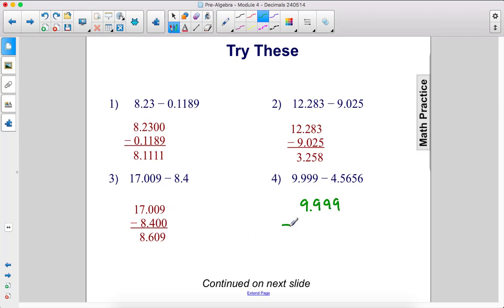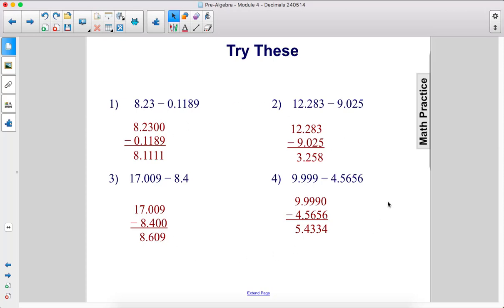9.999 minus 4.5656. So we have one extra digit here, so we need the 0 there. All right, 0 minus 6, we have to borrow 10 from this column. That becomes an 8 and a 10. So 10 minus 6 is 4. 8 minus 5 is 3. 9 minus 6 is 3. 9 minus 5 is 4. Drop down the decimal. 9 minus 4 is 5. The answer is 5.4334. And there you have it, all of the solutions.